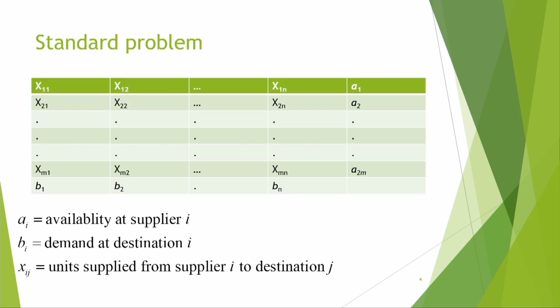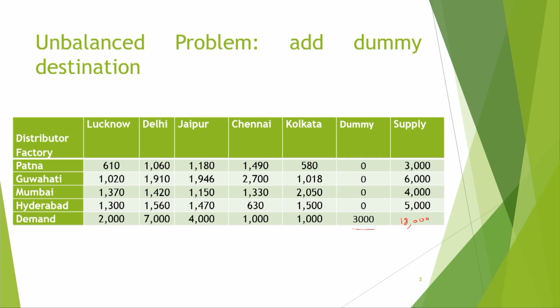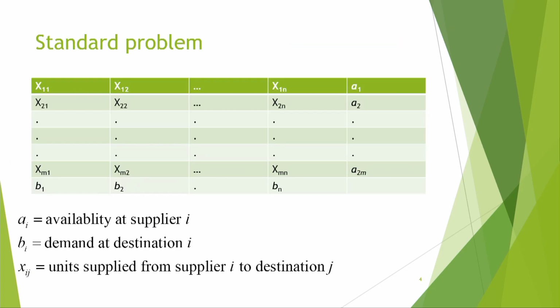But what I am telling is that a standard problem will look like this. I am showing the characteristic. Here I am writing the standard problem in the form of a matrix. This side you have maybe factories and this side you have destinations.